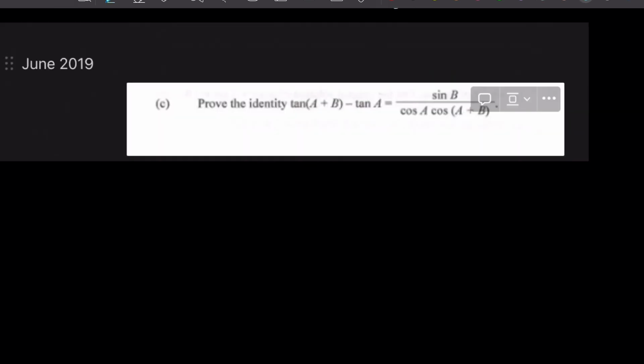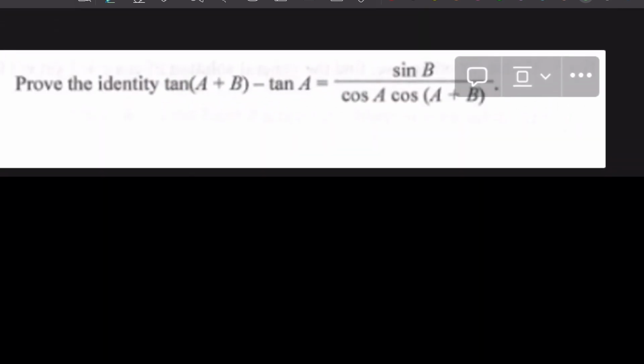So that's great. Okay guys, welcome to the past paper section of the video. So this is going to be from June of 2019. They asked us to prove the identity tan(A plus B) minus tan A equals sin B over cos A times cos(A plus B).